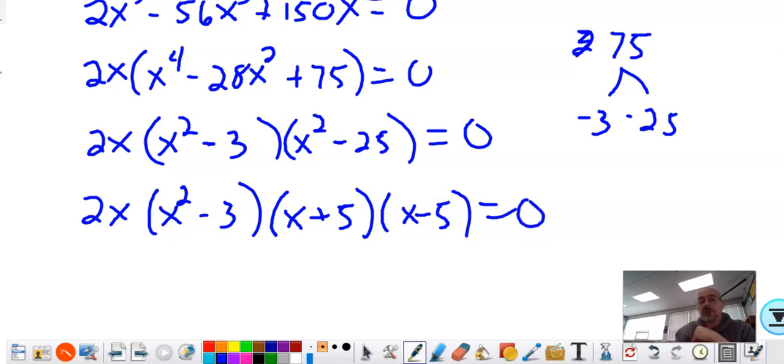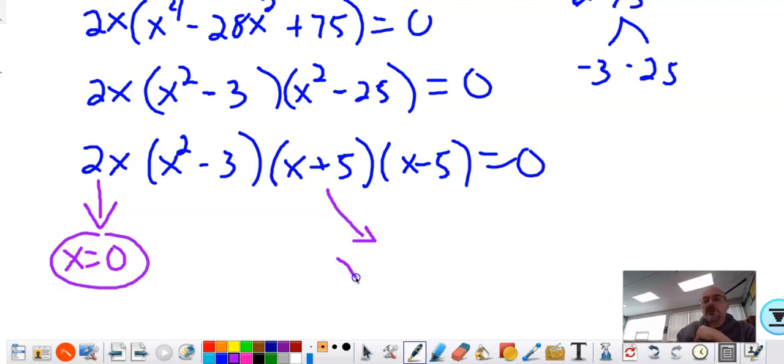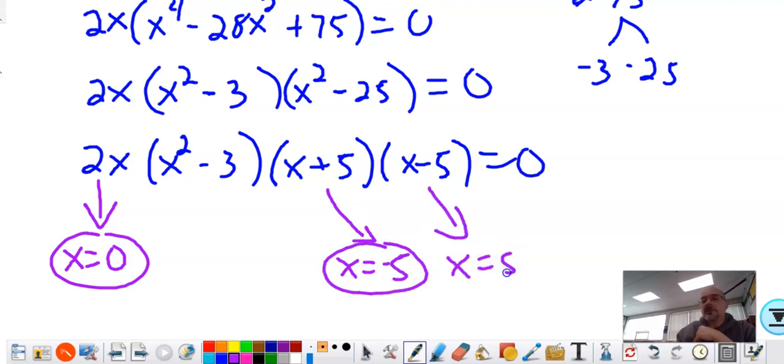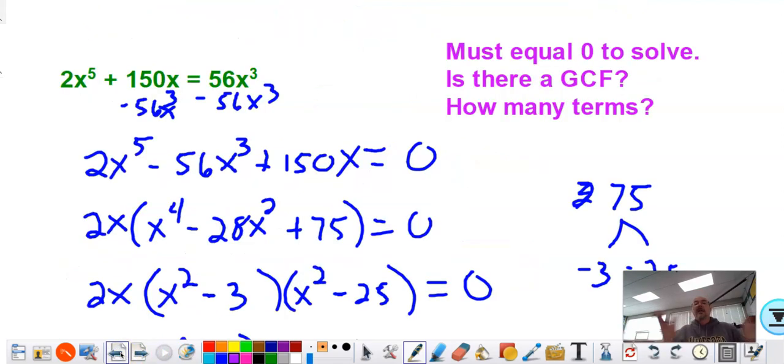All right, solutions. So this, ladies and gentlemen, the solution is going to be 0. This one, the solution is going to be negative 5. This one, the solution is going to be positive 5. And this one, the solution is going to be x equals positive, negative square root of 3. I did not show the work on how I did that. Just set it equal to 0 and solve for x. All right, let's see. Oh, that was it.